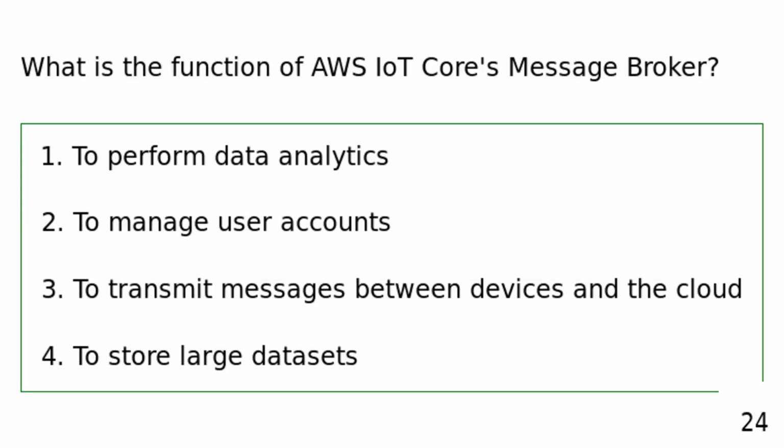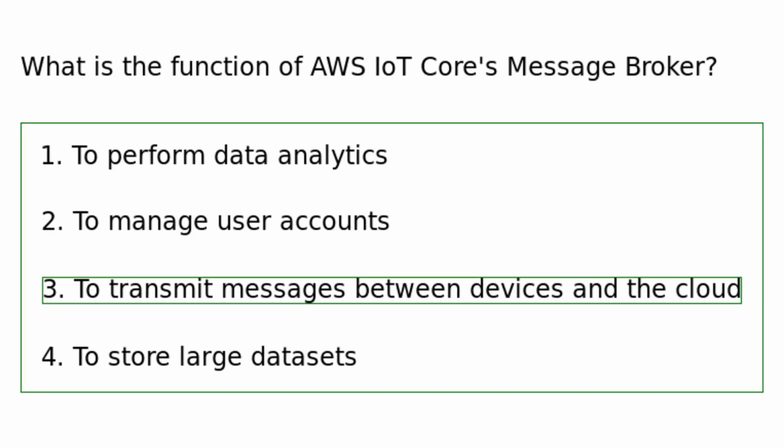What is the function of AWS IoT Core's message broker? To perform data analytics. To manage user accounts. To transmit messages between devices and the cloud. To store large datasets. The message broker transmits messages between connected devices and the AWS cloud.